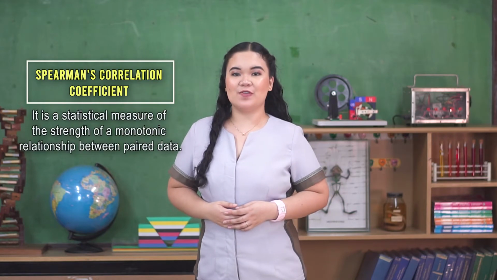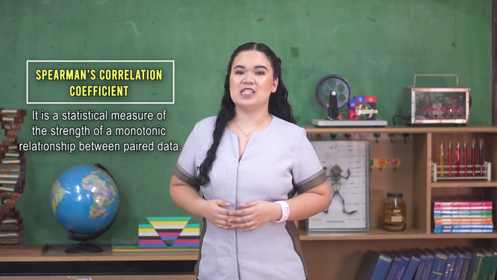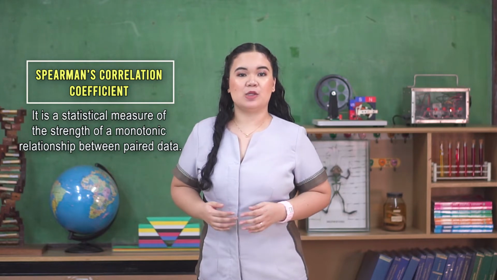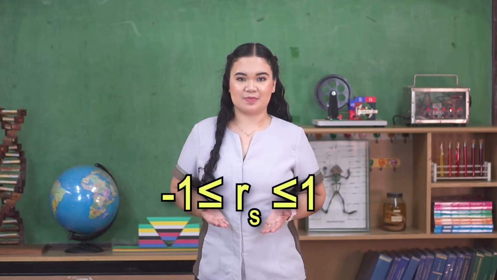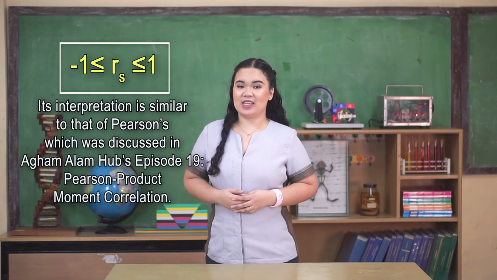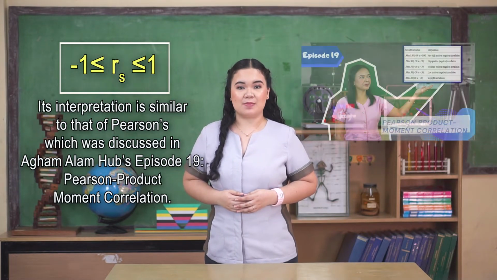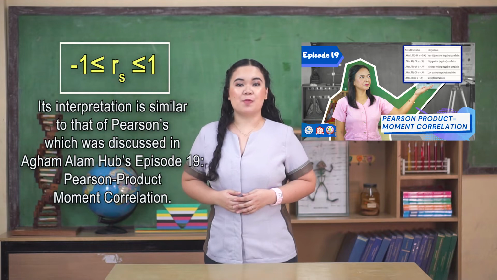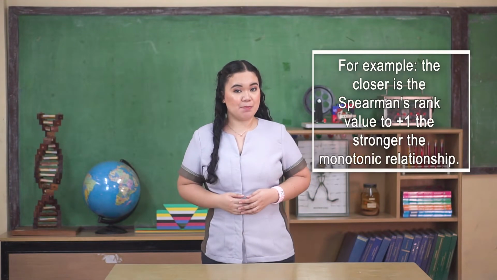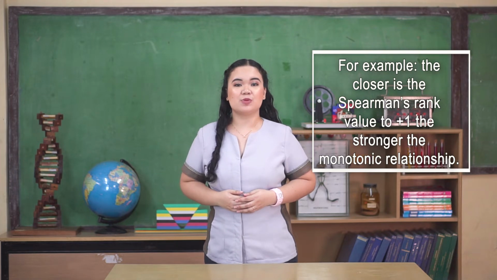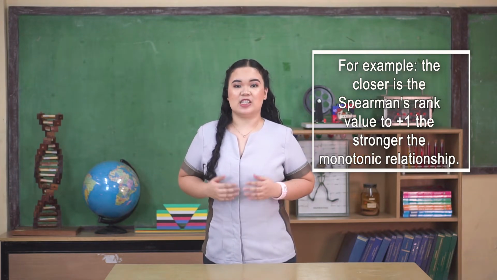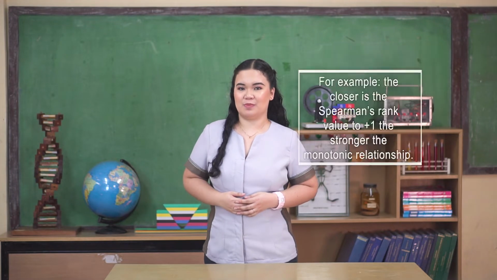Spearman's correlation coefficient is a statistical measure of the strength of a monotonic relationship between paired data. In a sample, it is denoted by rho and is by design constrained as follows. Its interpretation is similar to that of Pearson's, which was discussed in Agham Alam Hub's episode 19, Pearson Product Moment Correlation. For example, the closer the Spearman's rank value is to +1, the stronger the monotonic relationship.